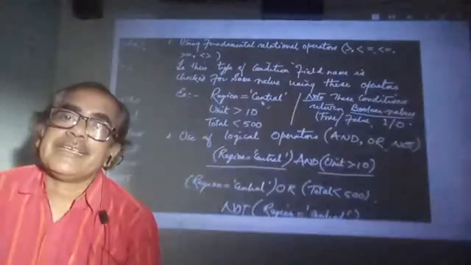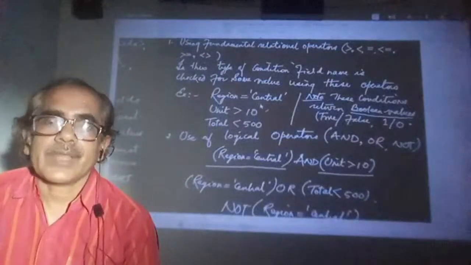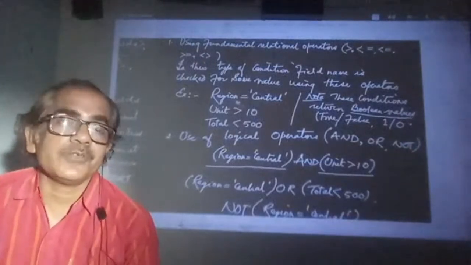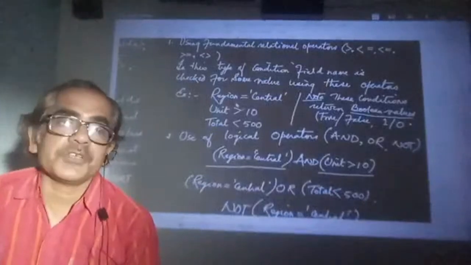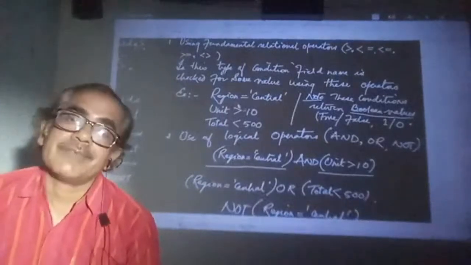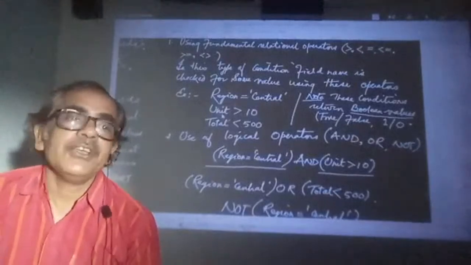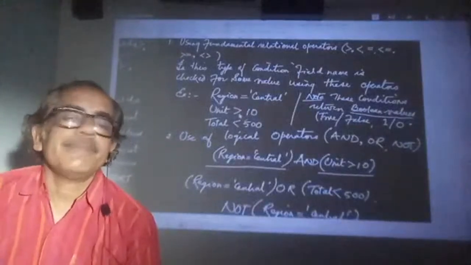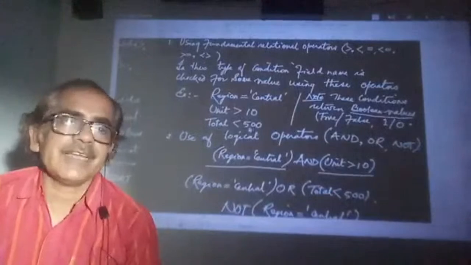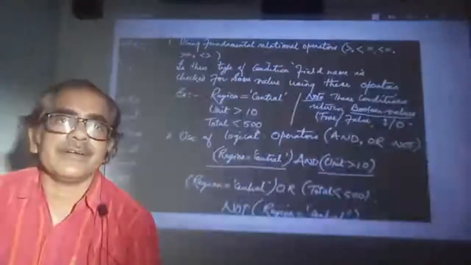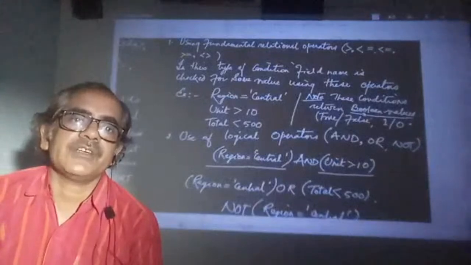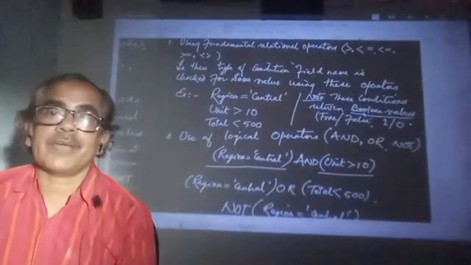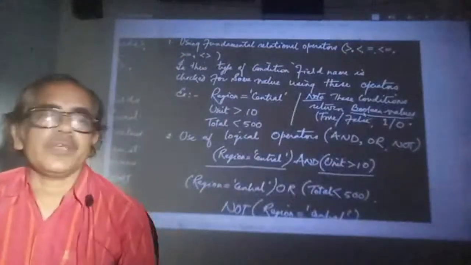So region equal central means it is a condition checking whether region is equal to central or not. If the region appears equal to central, then the return value is true. Otherwise, the return value is false. Similarly, unit is being checked whether it is greater than 10 or not. If greater than 10, then true is returned. If less than 10, then true will not be returned. I have mentioned here that these conditions return a Boolean value, true or false, 0 or 1, according to our requirement and need.